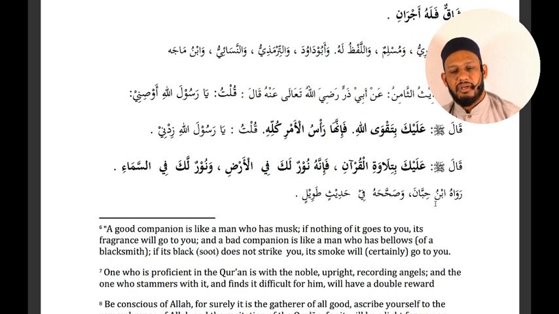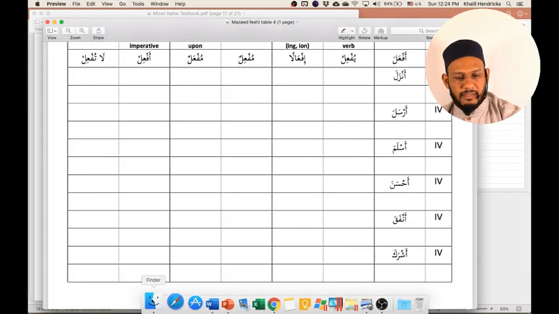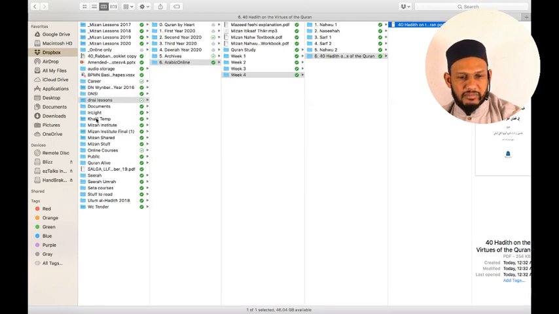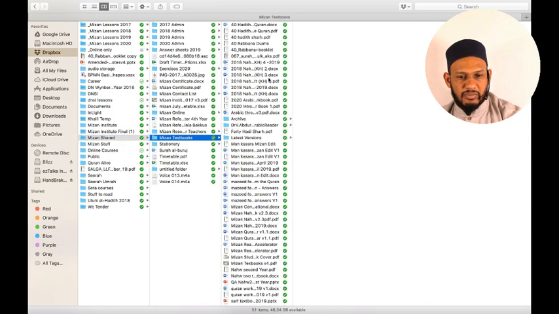Rawahu Ibn Hibban. Ibn Hibban is a muhaddith. He has a book called, I think, the Sahih of Ibn Hibban. وصححه في حديث طويل, and he, Ibn Hibban, considered the hadith to be sahih, and it is part of a hadith which is tawil. It is a part of a hadith which is much, much longer. There are many wasiyas in this hadith. So I'll give you some of the other wasiyas, but you won't need to memorize them.